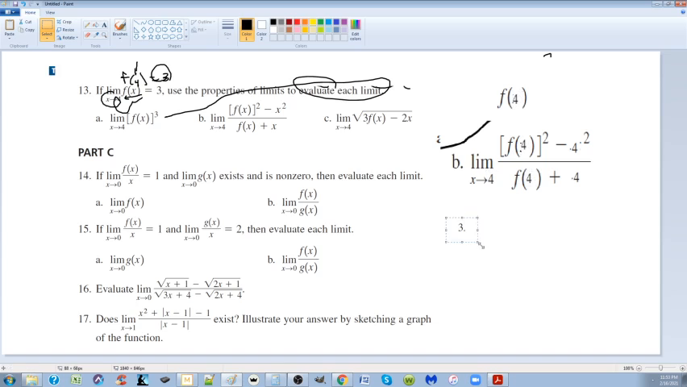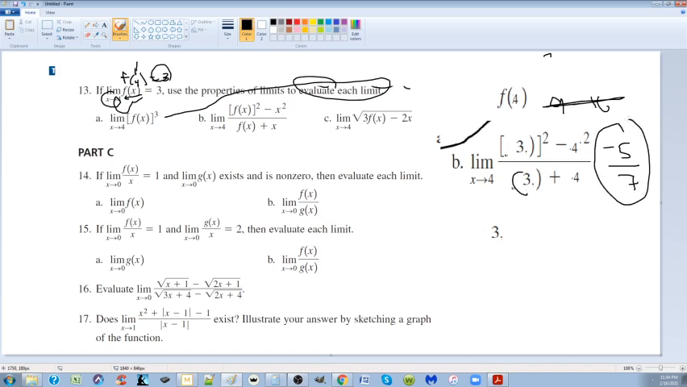Okay, but f of 4 is equivalent to 3. So I can replace that with 3 and that with 3. So up here I get 9 minus 16, which is minus 5. And down here I get 3 plus 4, which is 7. Therefore, this whole thing is approaching this.